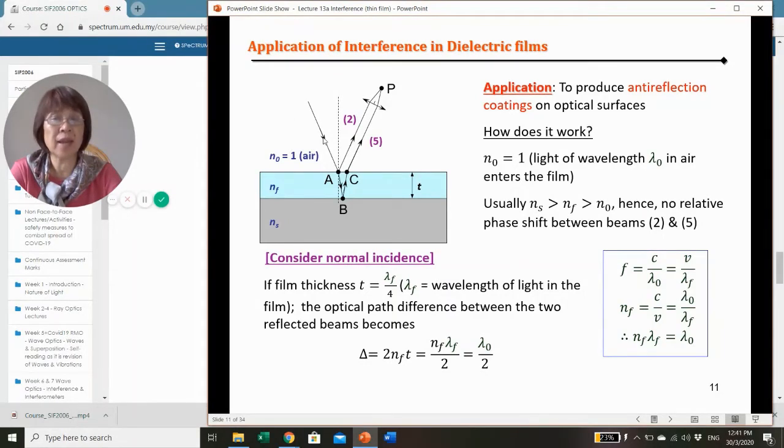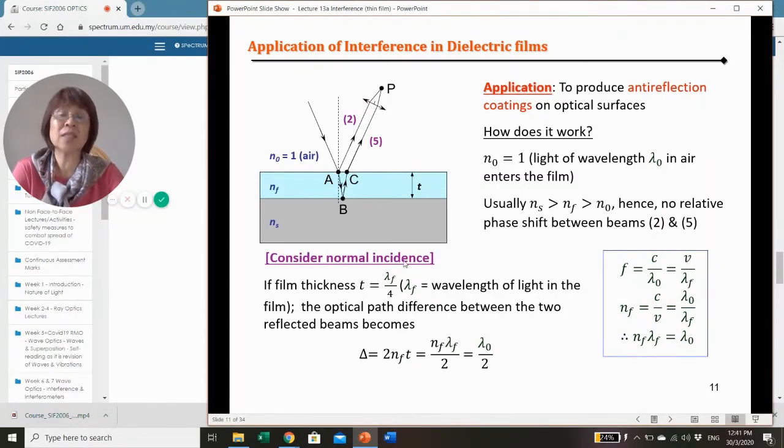So we have the incident beam in air, so n0 equals 1, and this light would have a single wavelength, lambda 0. It enters the film, and this film will have a refractive index of nf, and then this would be your glasses. So this will be the anti-reflective surface, this blue layer here of thickness T. Usually the refractive index of this is larger than this, and this will be larger than this. So in that case, it will be similar to case A that we looked at 2 slides ago, and there will be no relative phase shift between beams 2 and 5, so we only need to consider the optical path difference.